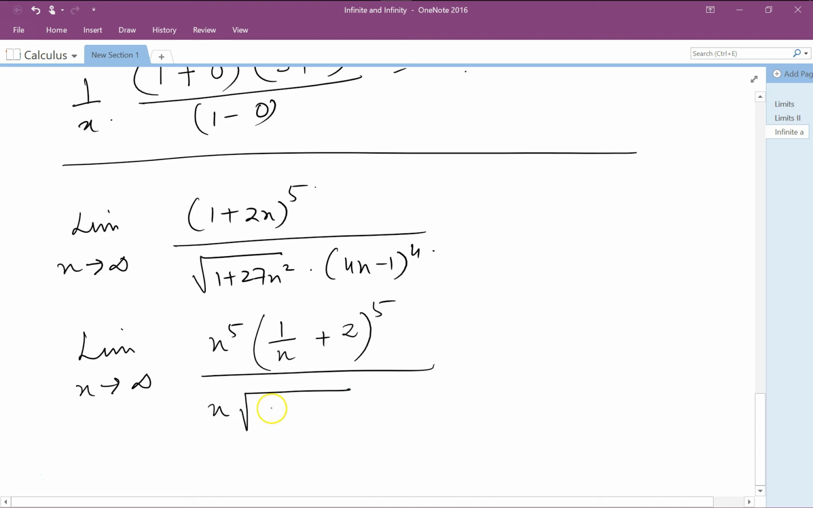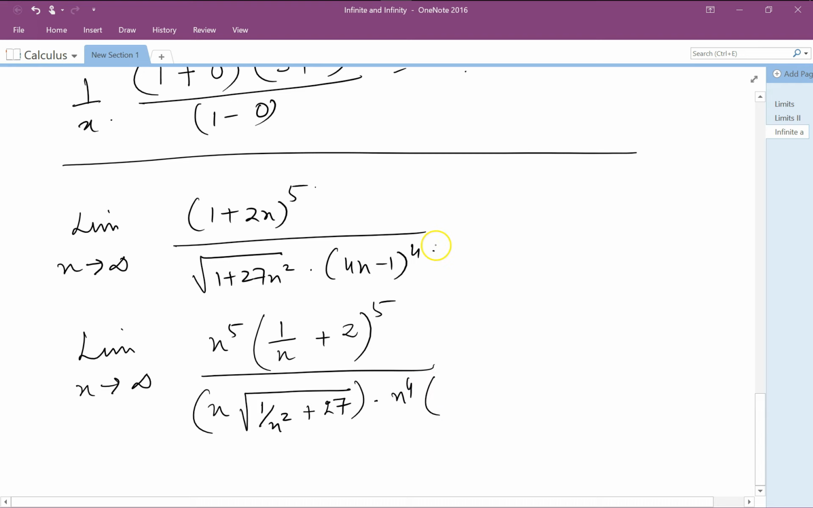Inside the square root, what happens? It becomes 1 by n square. If we bring the n inside, it becomes n square by n square, so it gets cancelled and becomes 1, which is what we started off with. Okay, then plus 27.